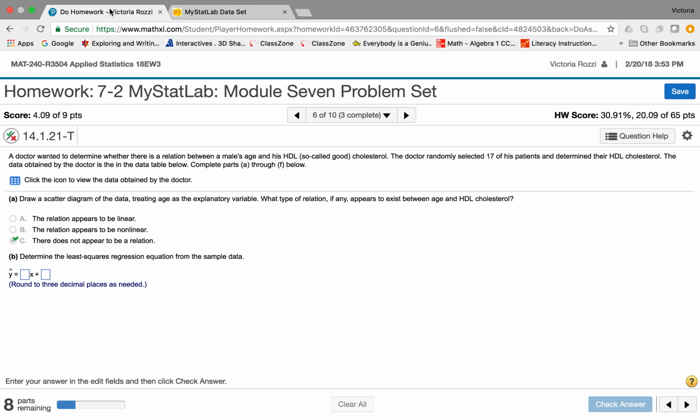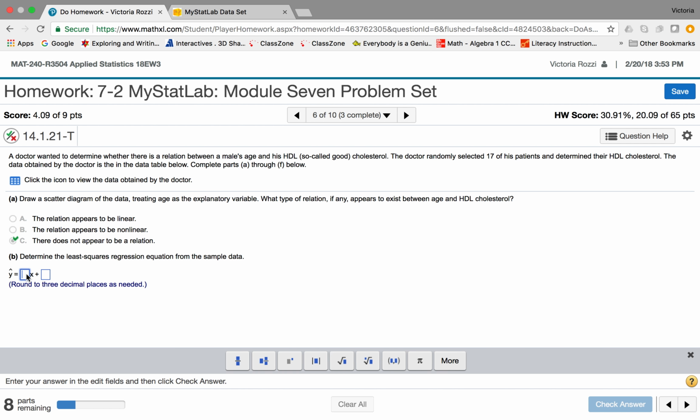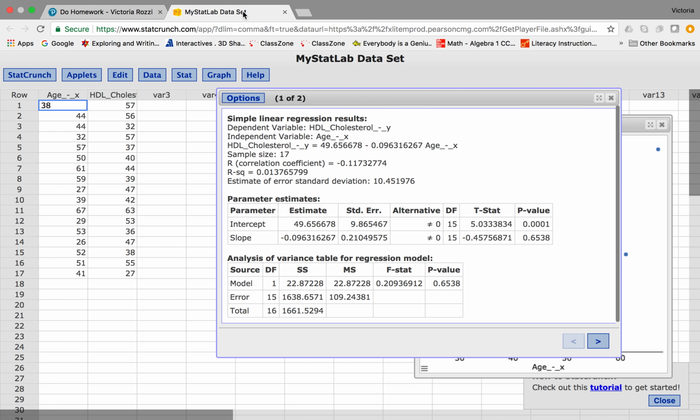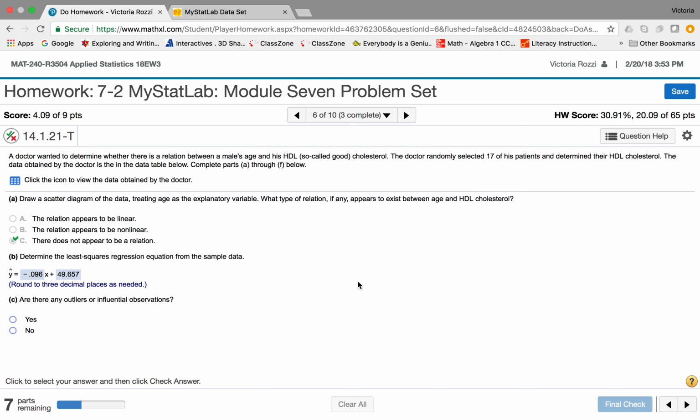So they want us to round to, let's see, 3 decimal places. So my slope goes in front of x, so it'll be negative 0.096. And then my intercept is 49.6566, so I'm going to round that to 49.657. There we go, 49.657. And press enter.